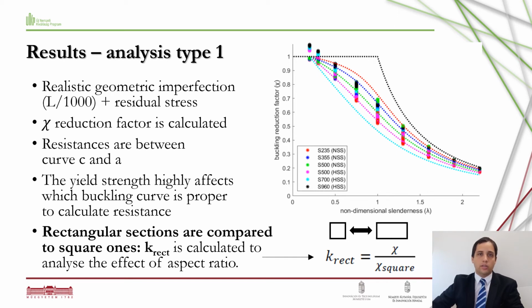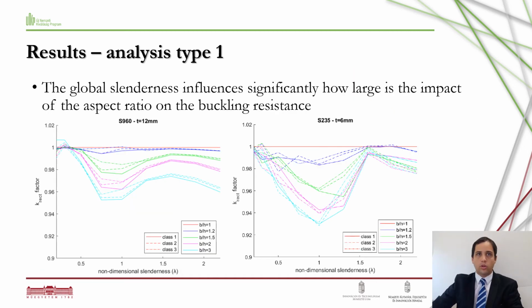In the following steps, the effect of aspect ratio is examined. To do this, a k-rect factor is calculated, which compares the reduction factor of a rectangular section to the corresponding square section, as you can see in the equation. The obtained k-rect factors are analyzed and correlations are found.